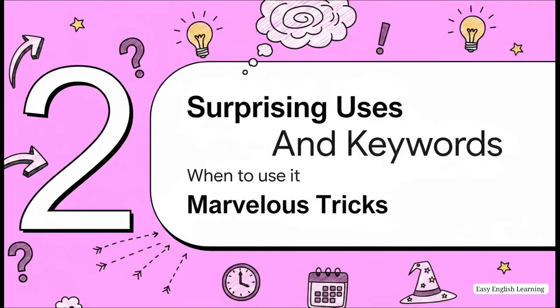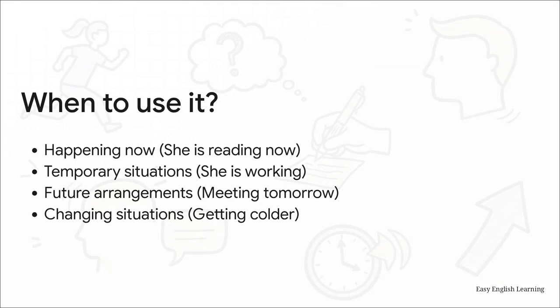Moving swiftly on to section 2, surprising uses and keywords. This is all about when to use it and a few marvelous tricks. You know, this tense is incredibly versatile. It actually handles 4 distinct scenarios. First, obviously, actions happening right now. She is reading now. Second, temporary situations. I am living with my friend this month. Thirdly, and I think this is a brilliant little trick, fixed future arrangements. We are meeting tomorrow. And finally, changing situations or trends, like the weather is getting colder.